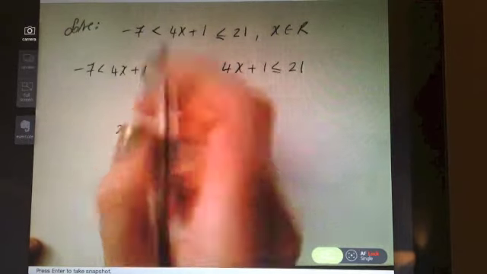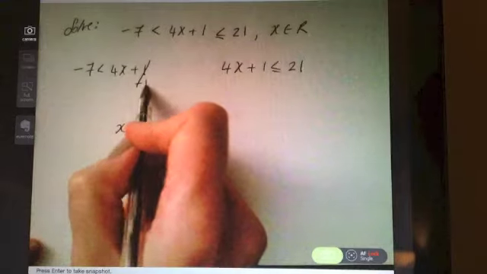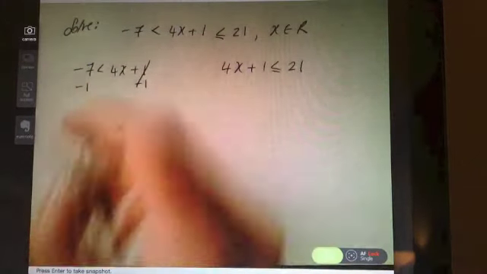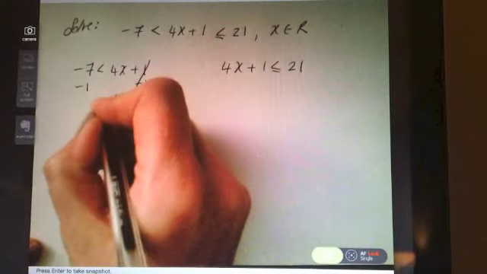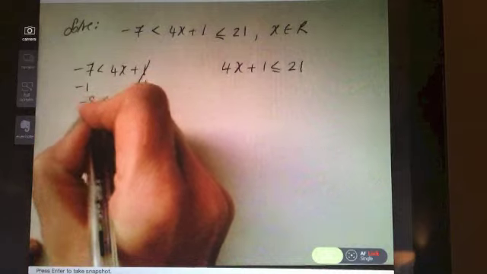We'll get rid of the plus 1 first by subtracting 1 from that side. That will get rid of it. If I take away 1 from that side, I've got to take away 1 from that side. So what am I left with? I'm left with 4x here greater than minus 7 minus 1 is minus 8.